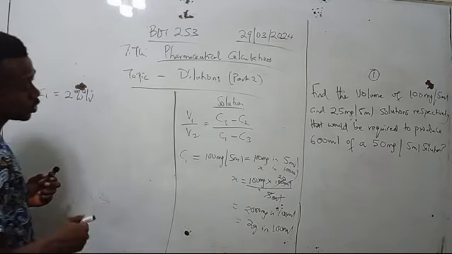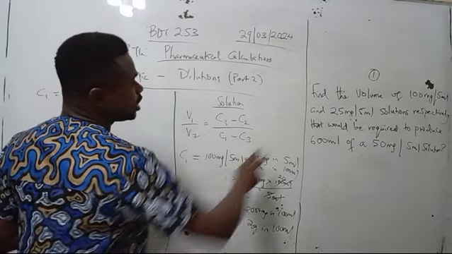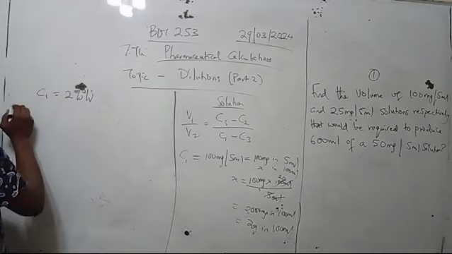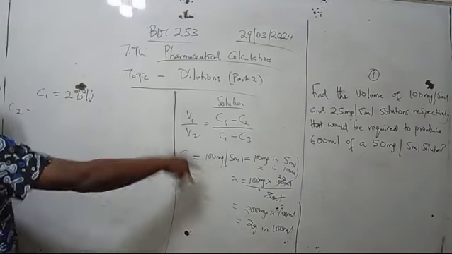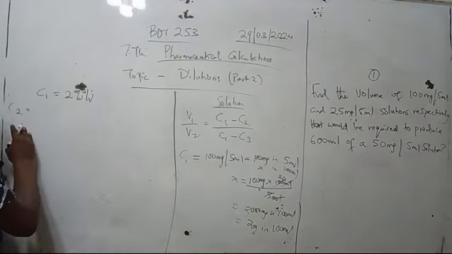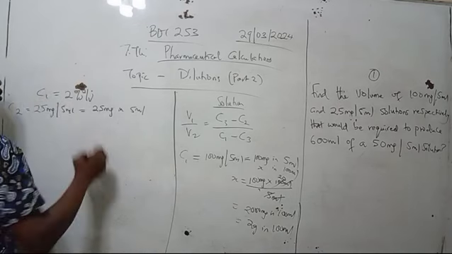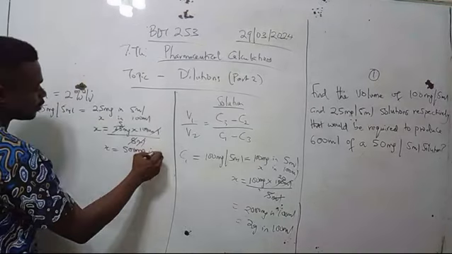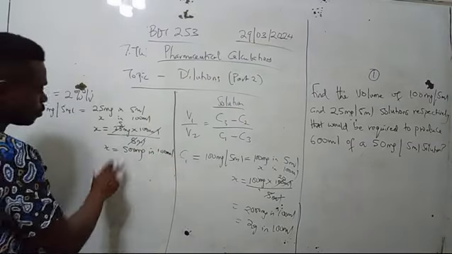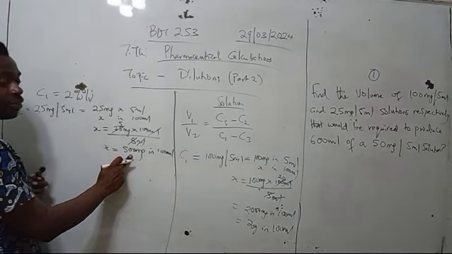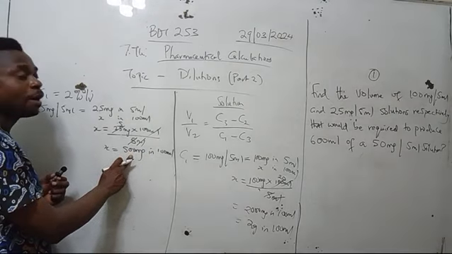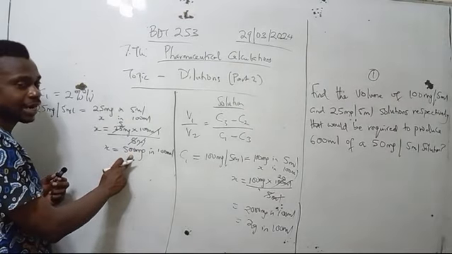So if C2 is 25 milligram per 5 ml concentration, we want the milligram of drug in 100 ml of solution. Remember again, 1000 milligram is 1 gram. Therefore, 500 milligram is half of it, which is 0.5 gram. So we have 0.5 gram in 100 ml.